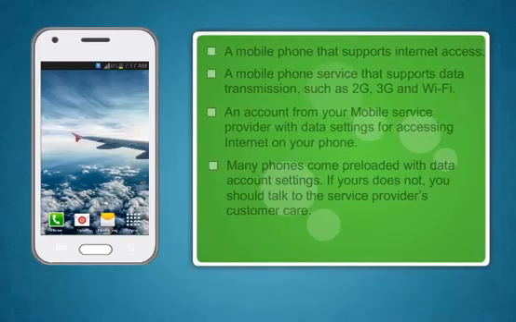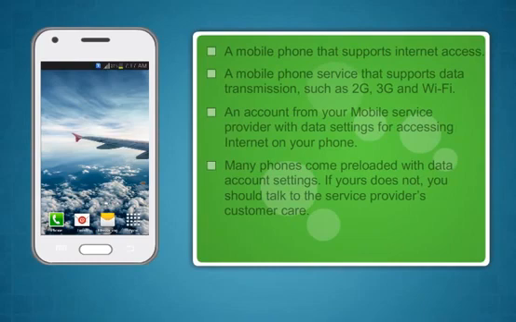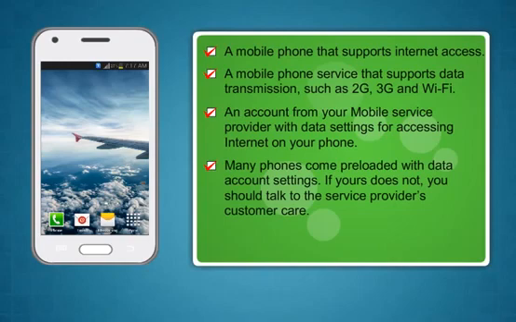To access the internet on your mobile phone, you need a mobile phone that supports internet access, a mobile phone service that supports data transmission such as 2G, 3G and Wi-Fi, an account from your mobile service provider with data settings for accessing internet on your phone. Many phones come preloaded with data account settings. If yours does not, you should talk to the service provider's customer care.